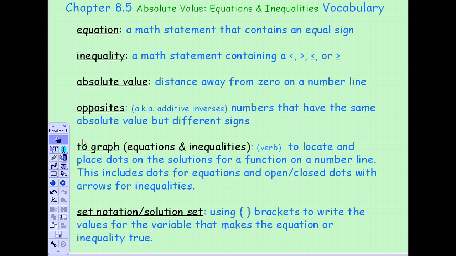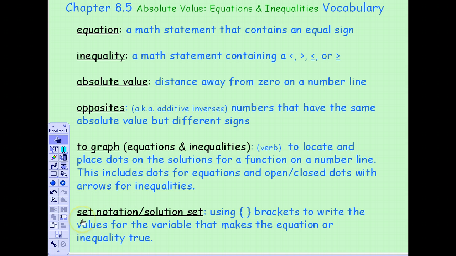To graph, here we're talking about graphing equations and inequalities on a number line. To graph means to locate and place dots on the solutions for a given function on a number line. So if you're graphing equation solutions, you're going to use just dots. If you're graphing inequalities, you're going to use dots, either open or closed, depending upon if it's less than or maybe less than or equal to with that line under it. And then you're also going to include those arrows to show all of the solutions for that inequality.